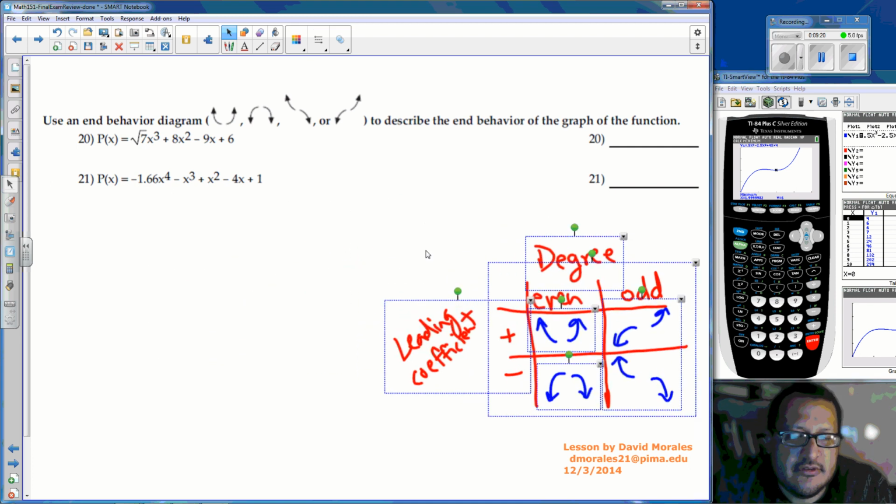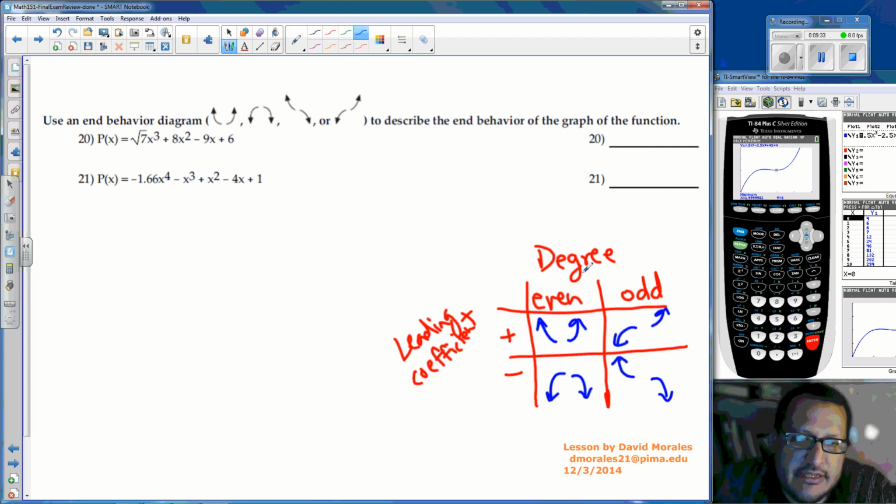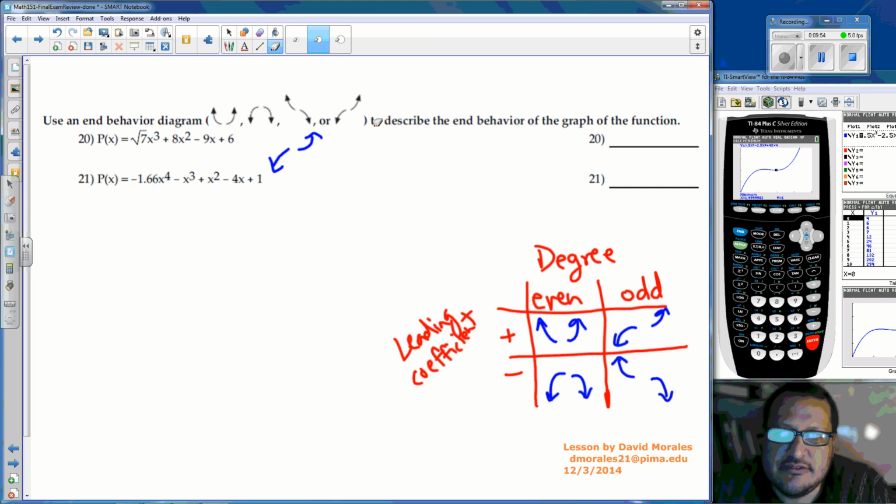So for here we have the degree, the highest degree here. It's 3. Being 3, it's odd. It's one of these cases. The leading coefficient is positive, so this is going to be like that. Actually, the answer key just says this is good enough. So this means as x goes to negative infinity, y goes to negative infinity. As x goes to positive infinity, y goes to positive infinity.